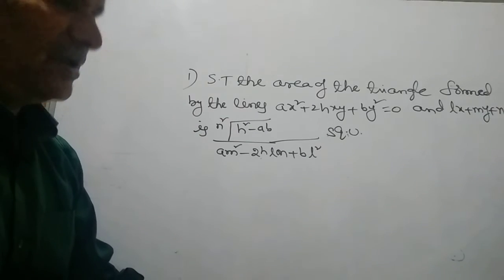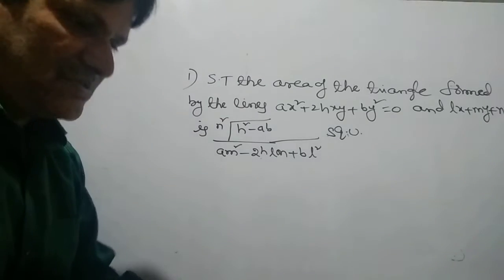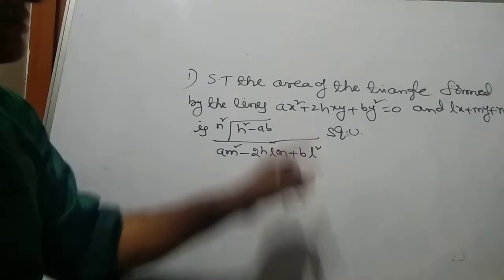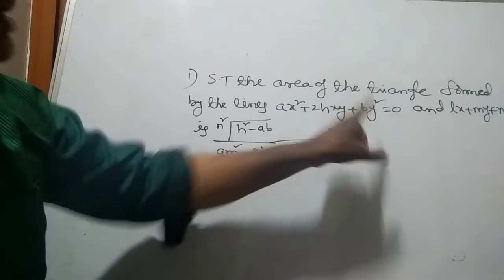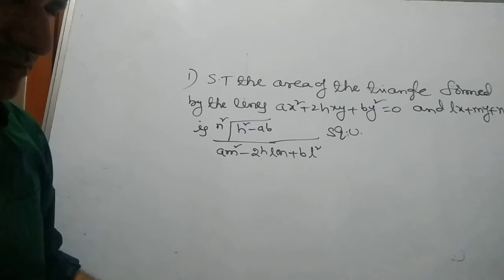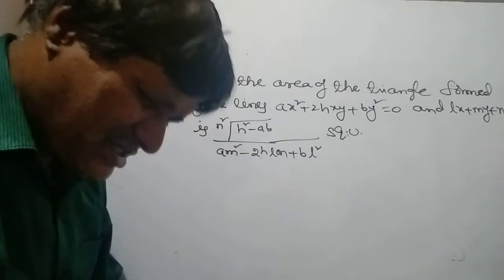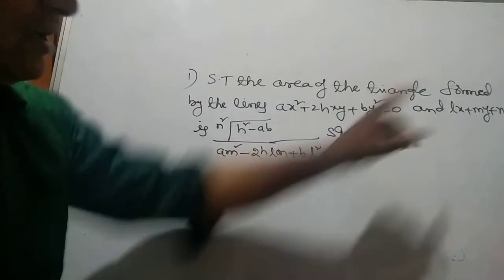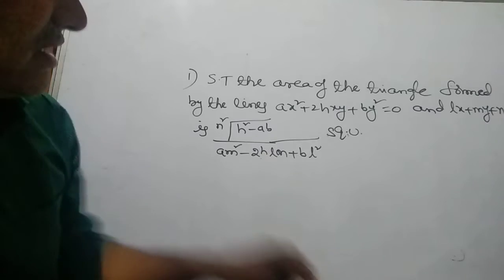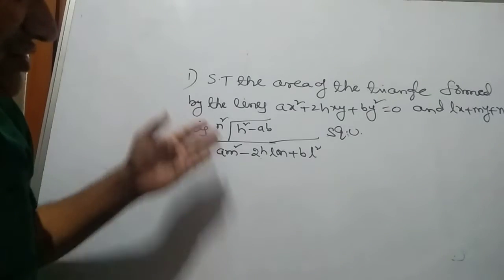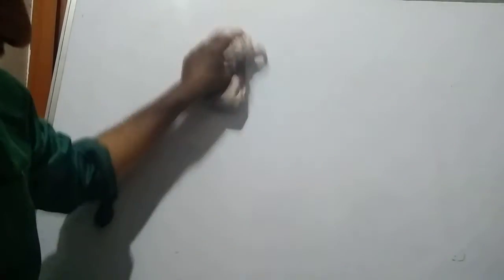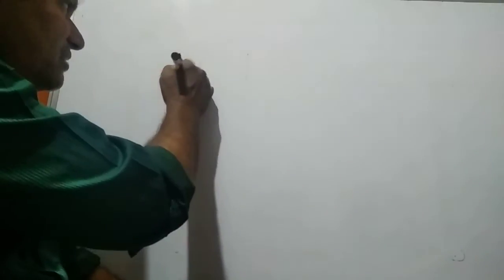Actually, a pair of lines passing through the origin means ax square plus 2hxy plus by square is equal to 0, which is passing through the origin. This is a combination of two lines. I will explain it to you. You just note down this question. I will rub this question and do the problem. Just go through that important thing. I am going to explain the solution for the area of the triangle.